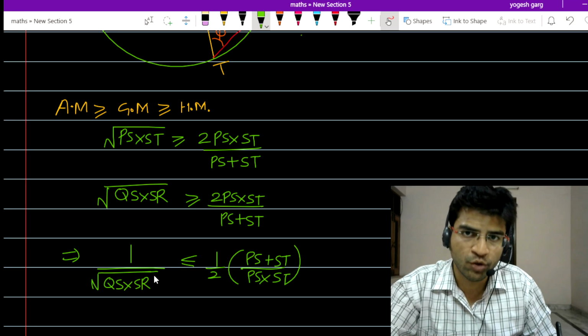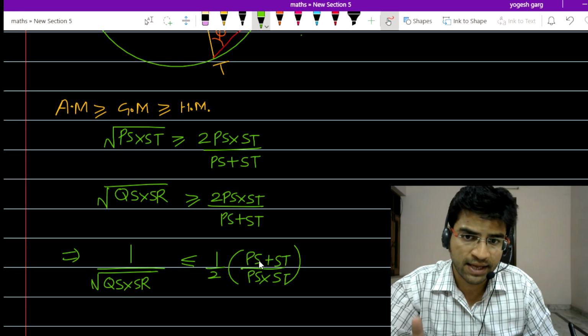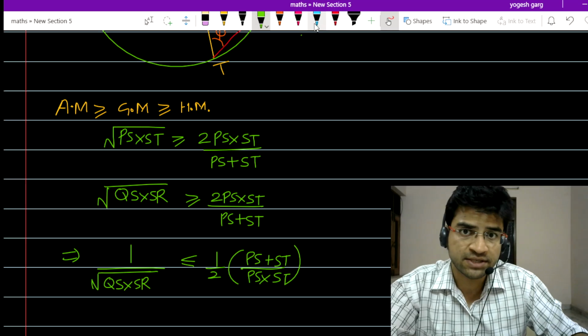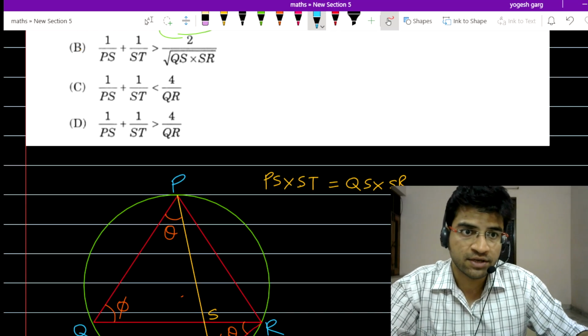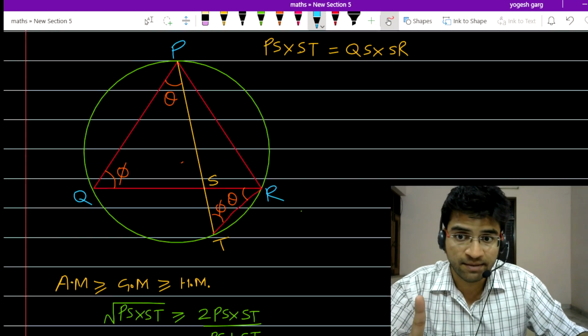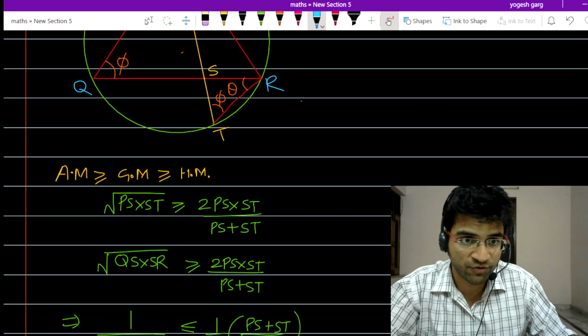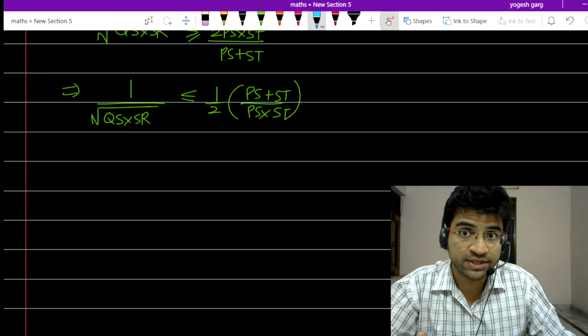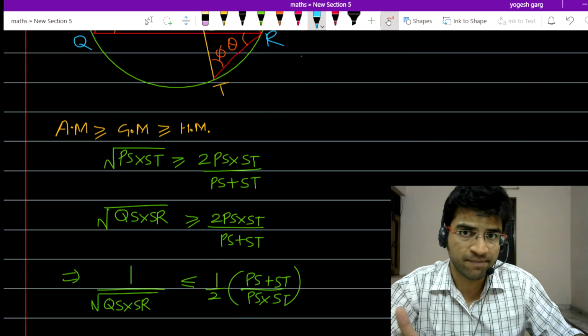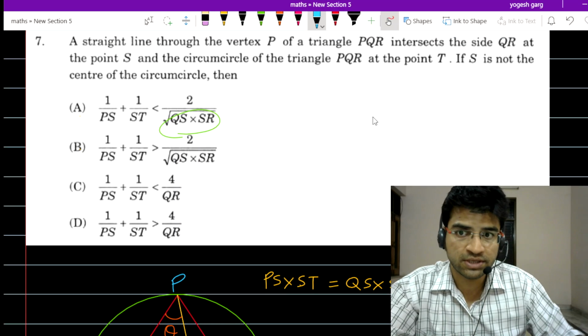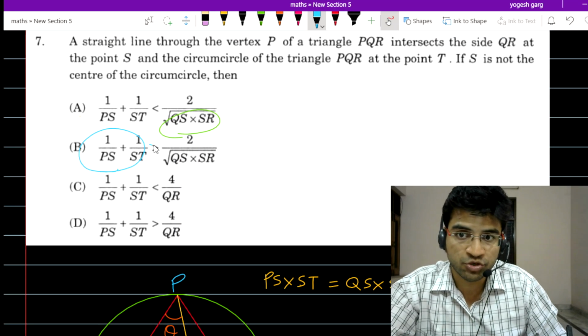So 2 by root QS into SR is less than or equal to 1 by ST plus 1 by PS. Again remember, if you shift 2 over here, 2 by root QS into SR is less than or equal to 1 by PS plus 1 by ST. So this should be greater, right?